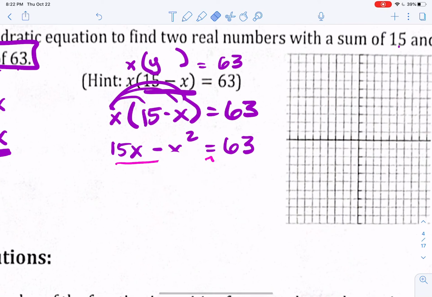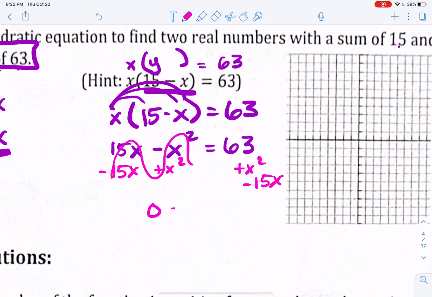So let's add the x squared over. I'm going to add x squared, and I'm going to subtract 15x. On this side, everything will be gone, so I have 0 left. Then let's combine like terms if we can and put them in order. The first thing I want to put is the x squared. This is the only x squared that I have, so I'm just going to rewrite it. Then the x's: I have minus 15x, and there are no like terms for that. And then I have 63, so I'm going to put plus 63, and that's what it looks like.